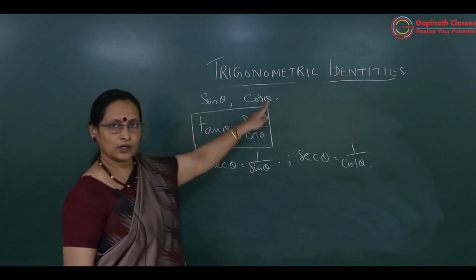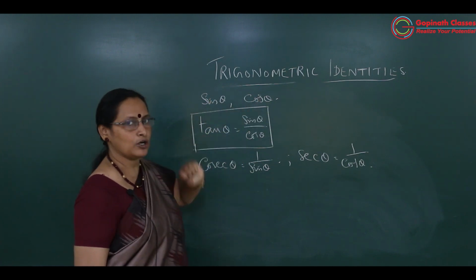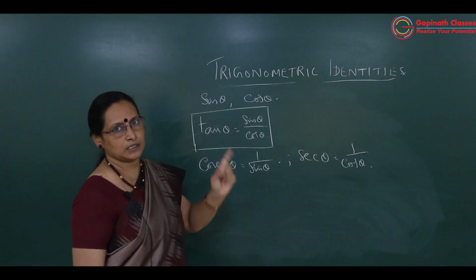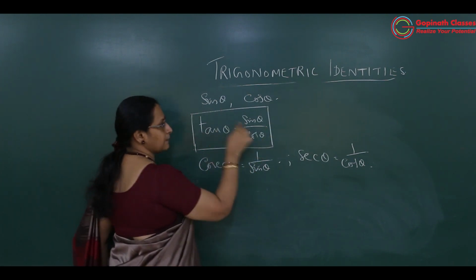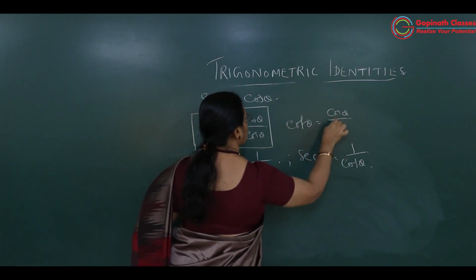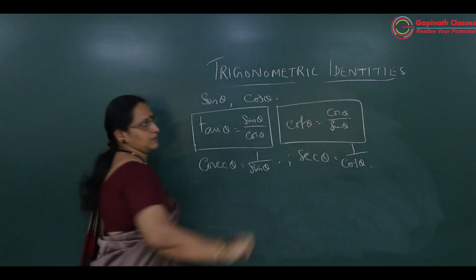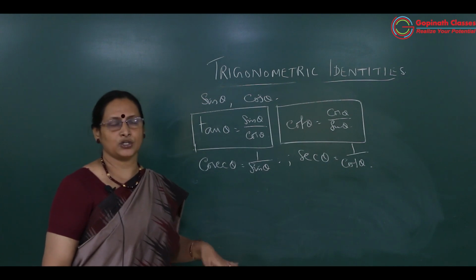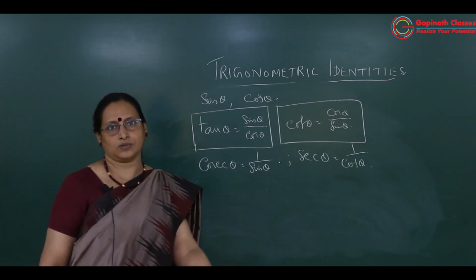So sine and cos are the simplest ones. Tan can be expressed as sine upon cos. Cosec can be expressed as 1 upon sine. Sec can be expressed as 1 upon cos. Obviously, cot theta is the reciprocal of tan. Cot theta can be expressed as cos theta upon sine theta. So most of the sums can be proved if we change the 4 remaining ratios in terms of sine and cos.